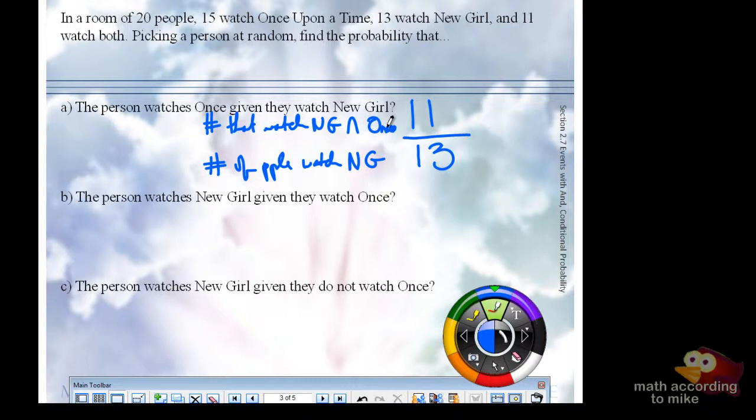Part B. The person watches New Girl, given they watch Once. Start with the denominator. How many people watch Once? 15. Out of those 15, how many watch New Girl? 11. So we can't say 13, because part of those 13 don't watch Once. So only the ones that watch Once are the ones we care about.